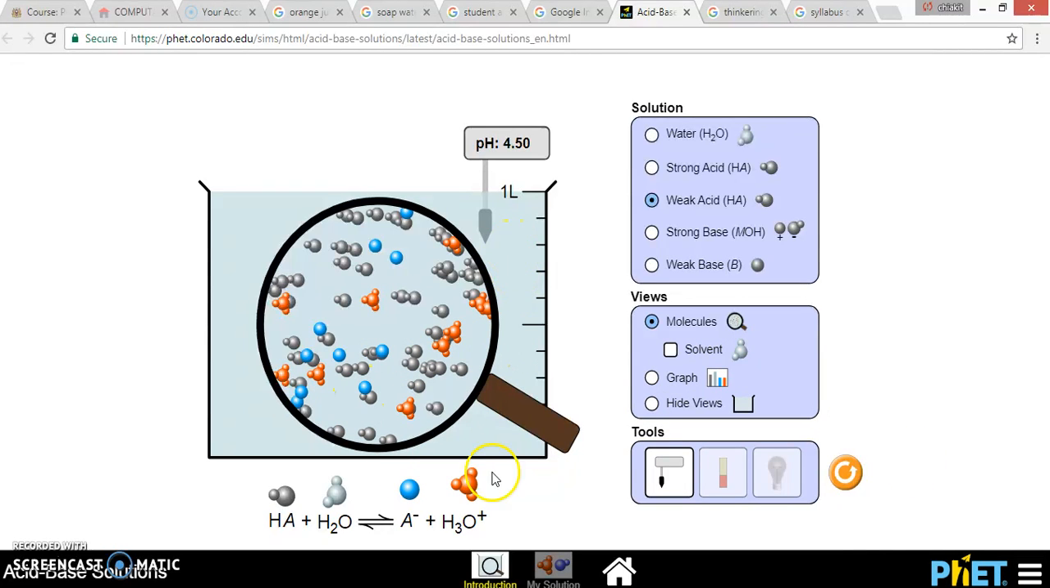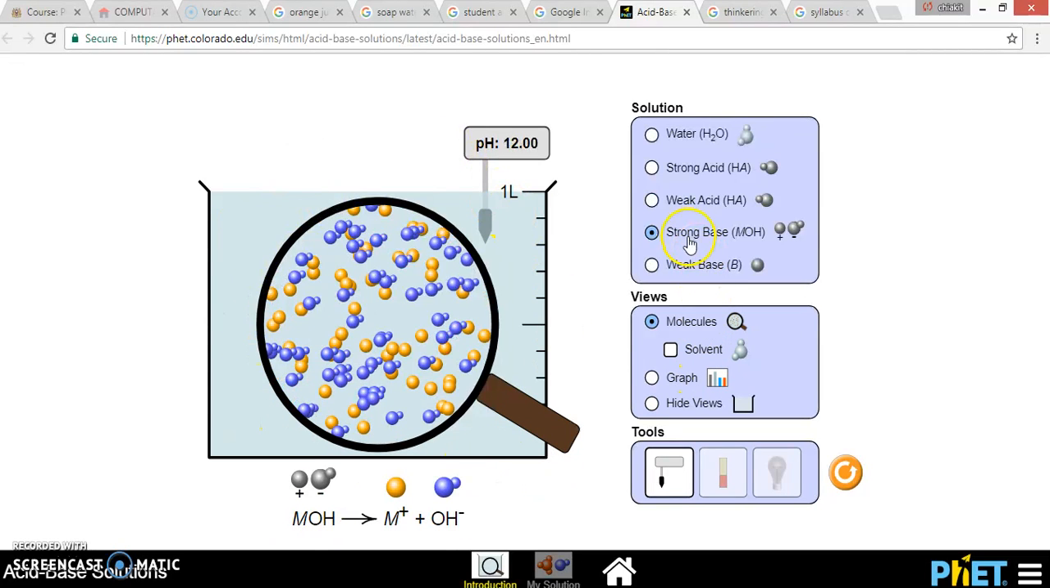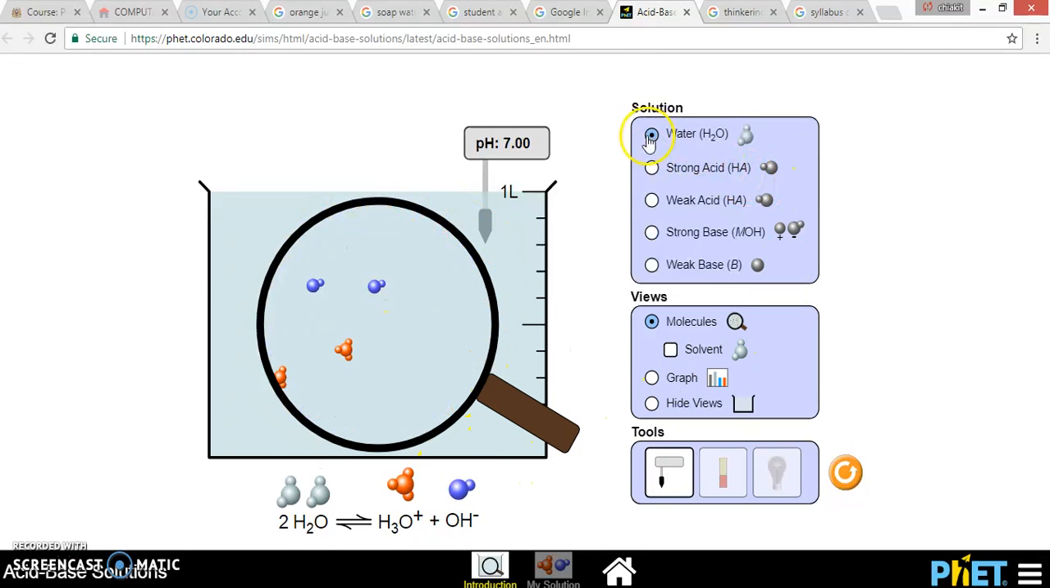So the hydrogen ion will be the reason for a solution to become acidic, and the hydroxide ion will be the reason for a solution to become a base or alkaline. Since you look at water, because it has the same number of hydrogen ions and hydroxide ions, the pH is 7, which is neutral.